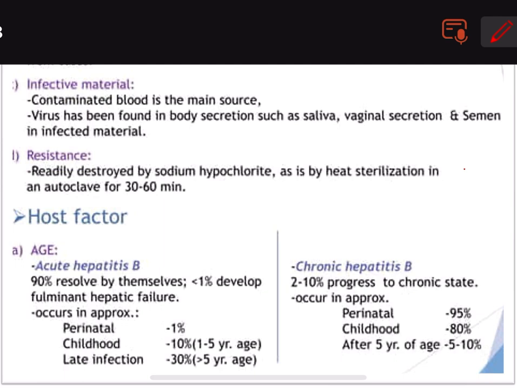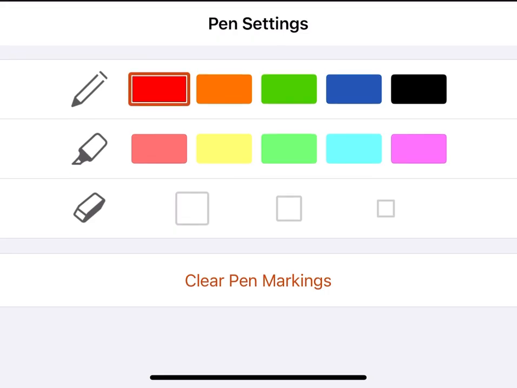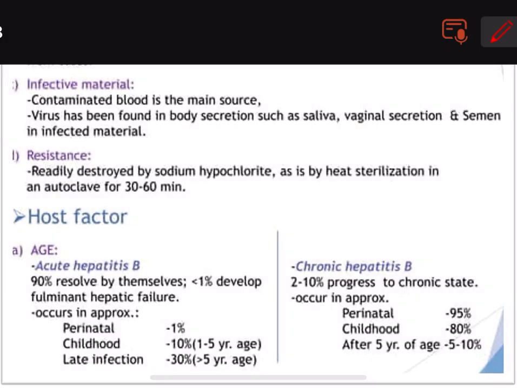What do we have? The perinatal. Acute is occurring more commonly in children more than 5 years of age, and chronic hepatitis B is more commonly seen in the perinatal period. In 95% it is in the perinatal period.